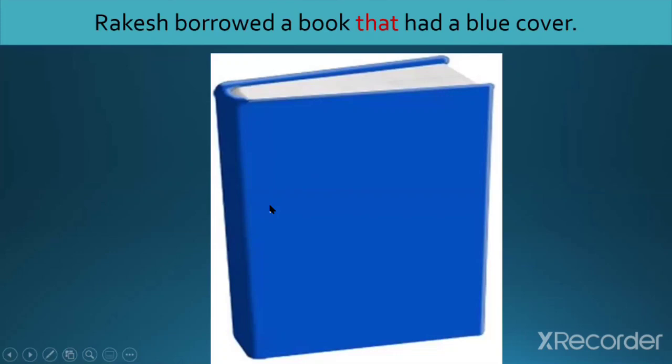Rakesh borrowed a book that had a blue cover. So Rakesh borrowed a book and that refers to that book only. The book had a blue cover. So instead of writing Rakesh borrowed a book, the book had a blue cover, I can write Rakesh borrowed a book that had a blue cover. So that is the relative pronoun here.